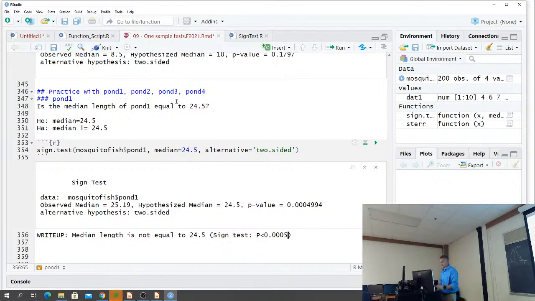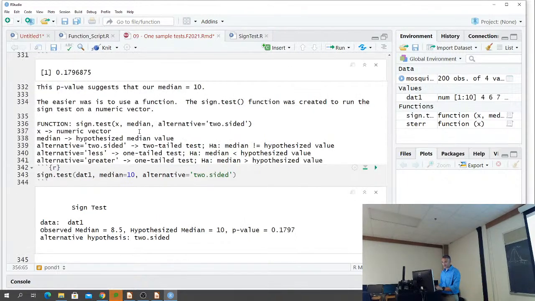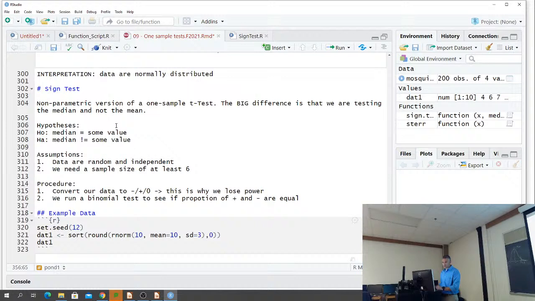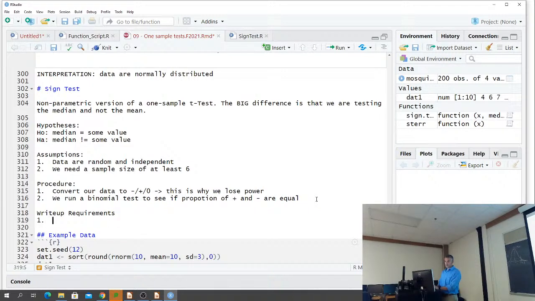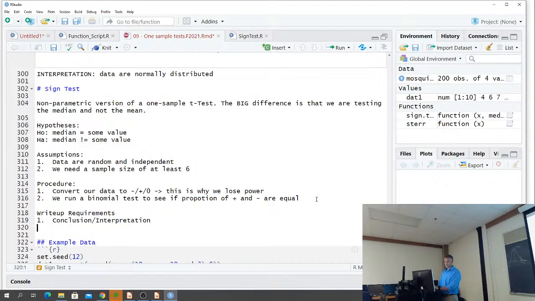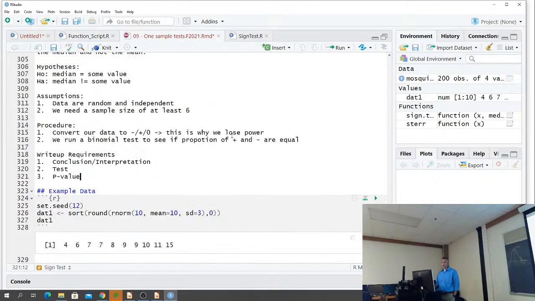And that will work. So I'm going to go back up here where we introduced our sign test, and we're going to have our write-up requirements. All right, so we need our conclusion or interpretation, we need our test, and we need our p-value. Those are the three requirements for a write-up for a sign test.